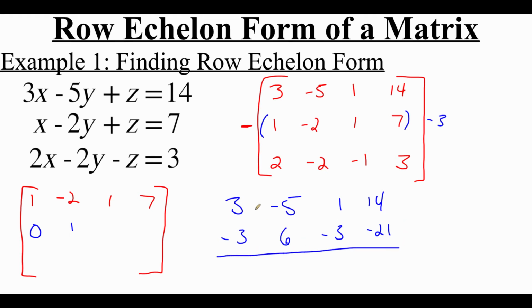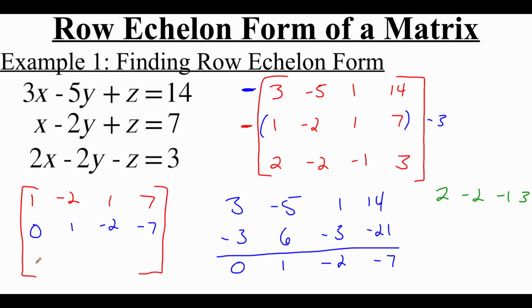Now when we add these rows together, the 3 and the -3 make 0. -5 and 6 is 1. 1 and -3 is -2. And 14 and -21 gives me -7. So I'm going to fill that in as my second row in this matrix over here. And then I'm going to put a mark next to that row so that I know that I've already used it. And then we're down to this last row here, this 2, -2, -1, 3 row.